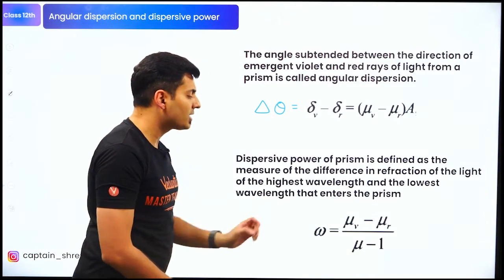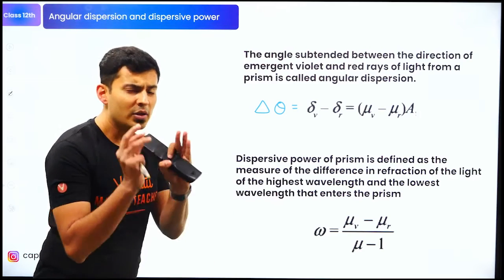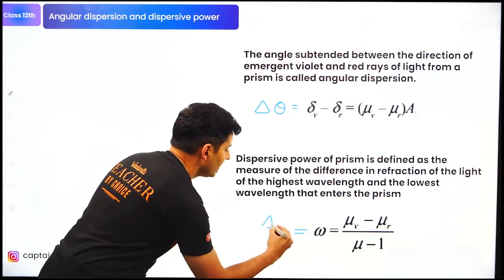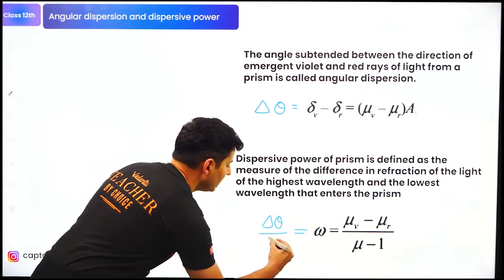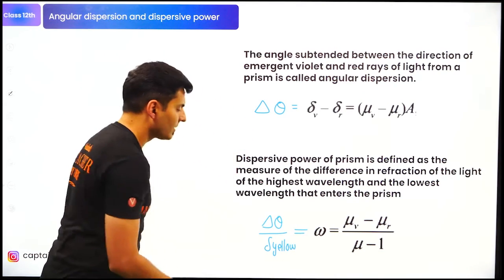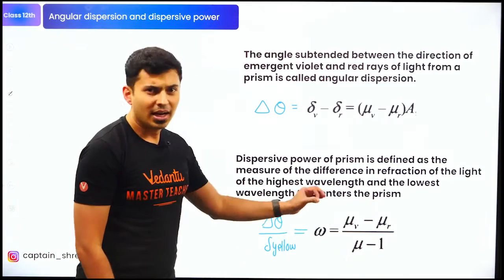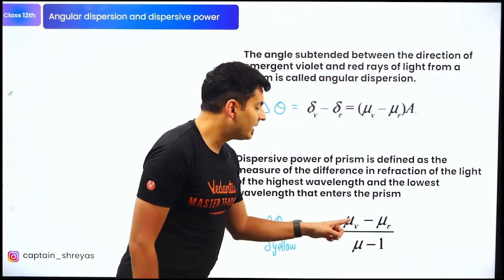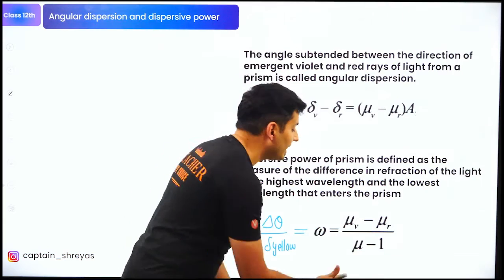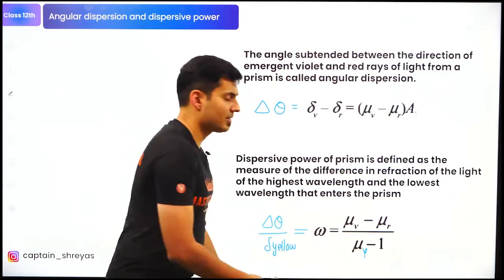So after derivation, this is the formula that you get. But if you look at it definition wise, it is the angular spread upon the deviation of the yellow color. That's what it is. So when you substitute and derive it, you will get it as refractive index of violet minus refractive index of red upon refractive index of yellow minus 1.